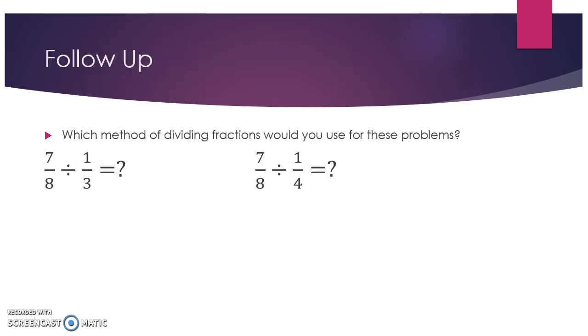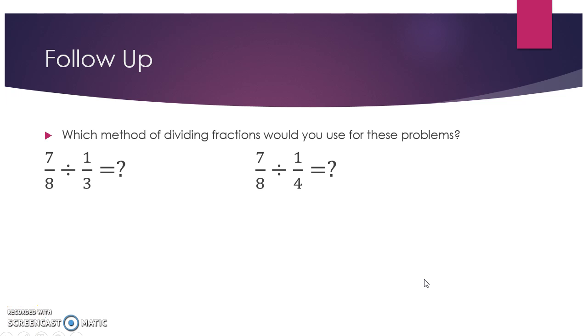So that goes into my follow-up problems. This is what I would give the student to kind of see where they're at in their thinking. So I said, which method of dividing fractions would you use for these problems? I gave them 7 over 8 divided by 1 over 3, and 7 over 8 divided by 1 over 4. Now the student should see that in the first one, 8 is not divisible by 3, so they should probably do multiplying by the reciprocal here. The second one, they should see that it's really easy just to multiply straight across and do 7 divided by 1 is 7, and 8 divided by 4 is 2, to get 7/2.